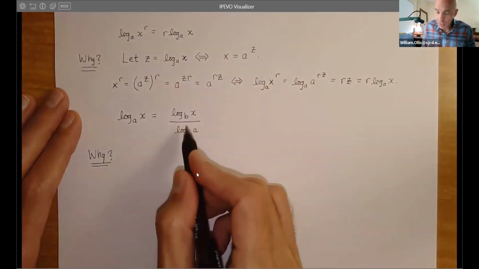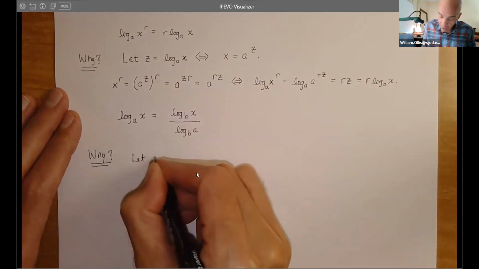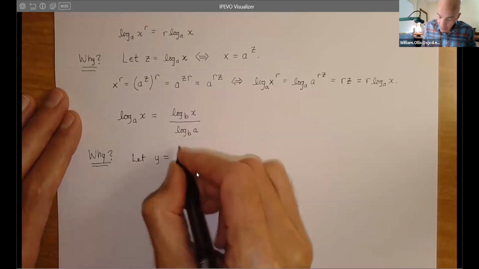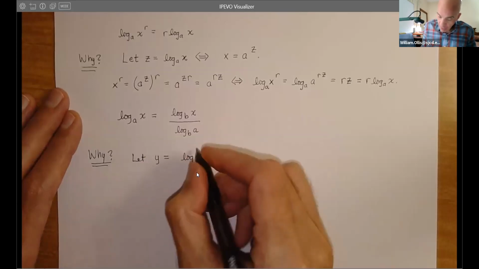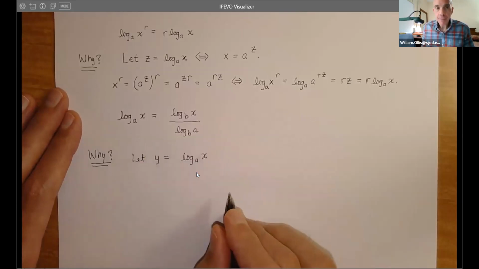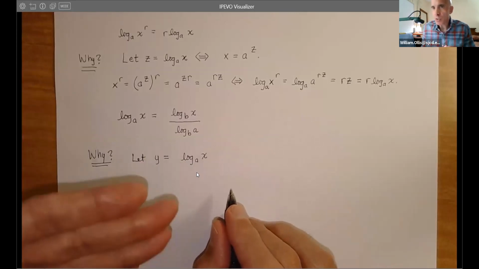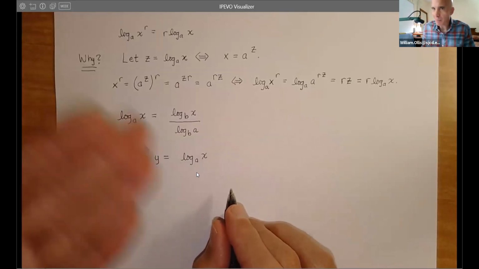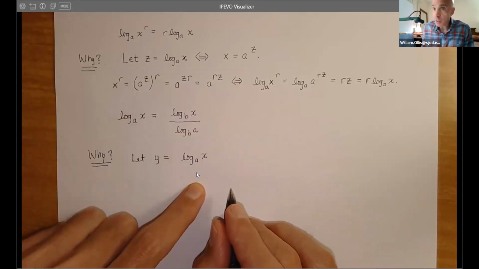So now we're going to do the same thing that we did before. I'll just let y equal the base A logarithm of x. And of course, then we're going to want to take base B logarithms to introduce the base B. And so it's not very difficult when you think about it. You do what you have to do to get the formula.